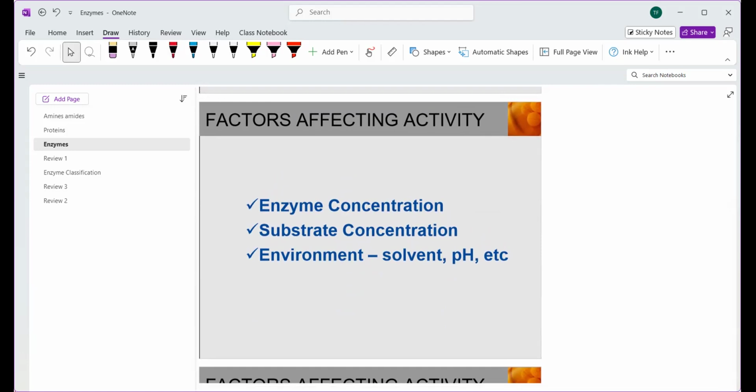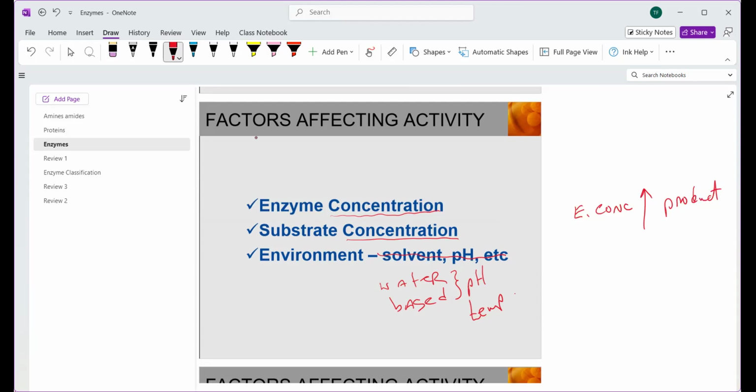Now, as far as catalysts in general, whether they're on the bench or in the organic body, we have the enzyme or catalyst concentration, the reactant or substrate concentration, and then the environment. The environment, as far as enzymes are concerned, is water-based, but the water base is affected by the pH and temperature. So when enzyme concentration goes up, product goes up. When substrate concentration goes up, product goes up.